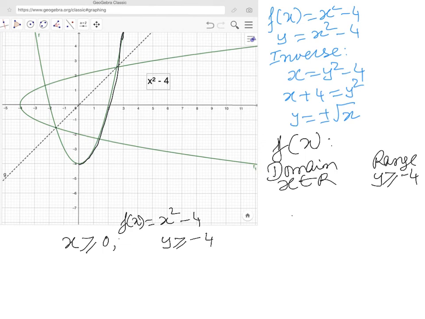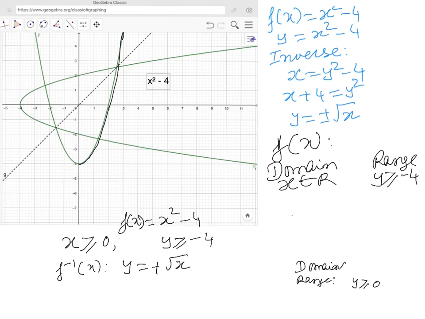Now in the case of f inverse, in order to make it a function, I restricted the graph. So now f inverse is y is equal to root x. Now let's see, it should be plus or minus. x is greater than or equal to 0. Therefore the range of f inverse must be y greater than or equal to 0. Therefore y must be positive. Therefore I'll write y is equal to plus root x.